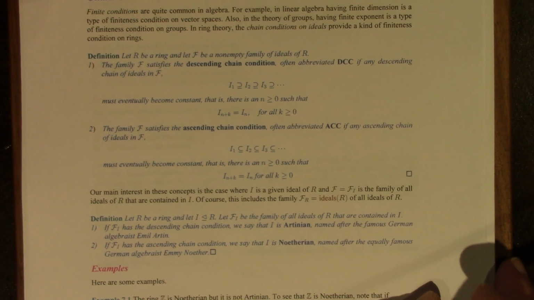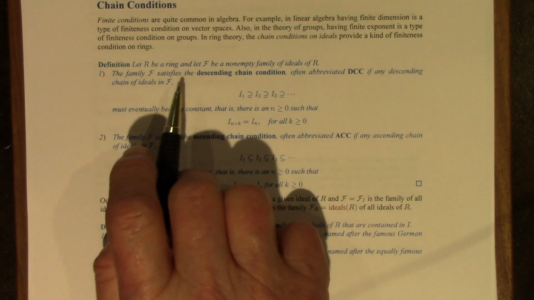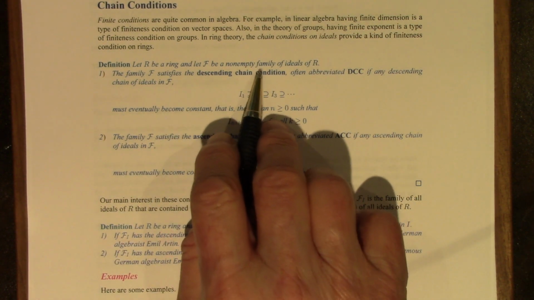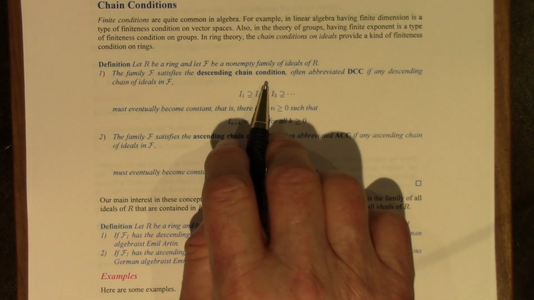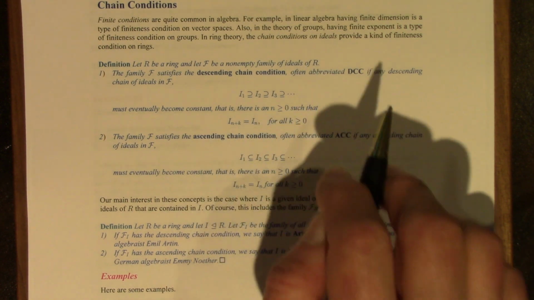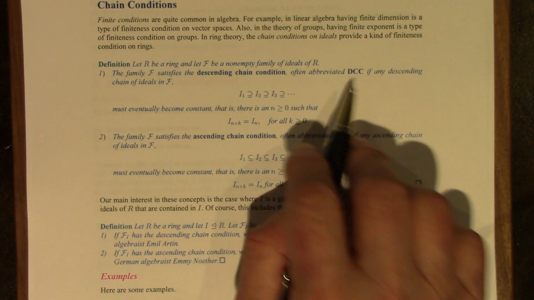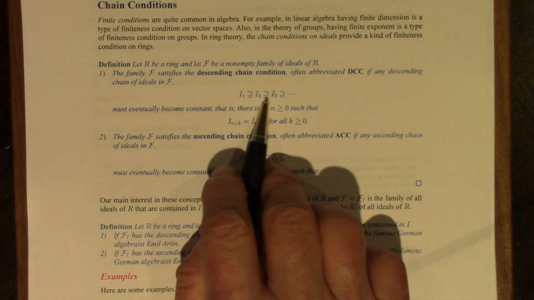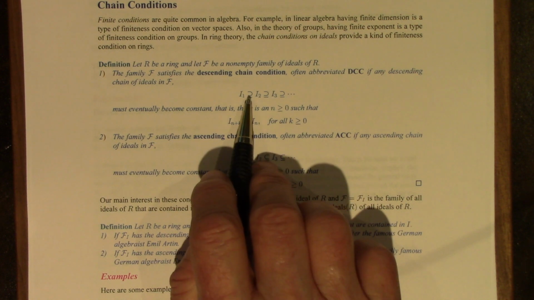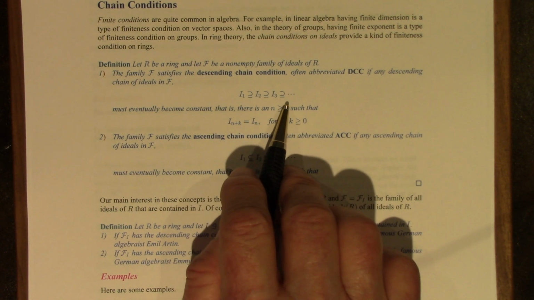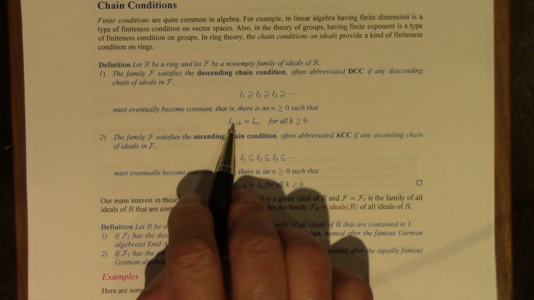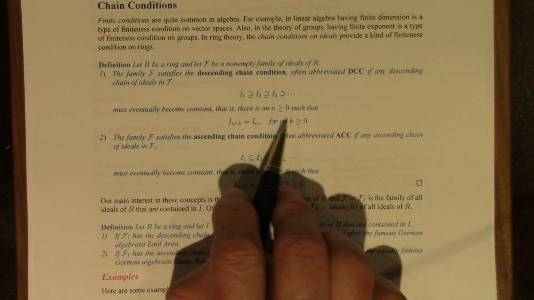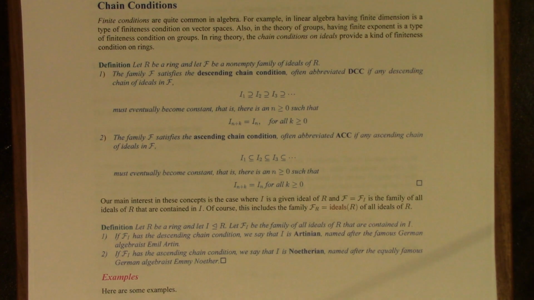Here is the definition. Let R be a ring and let F be a non-empty family of ideals of R. The family F satisfies the descending chain condition, often abbreviated DCC, if any descending sequence of ideals in the family must eventually become constant. That means there's an index n for which I sub n plus k equals I sub n for all k bigger than or equal to 0. In other words, from I sub n on, all of the ideals are the same.